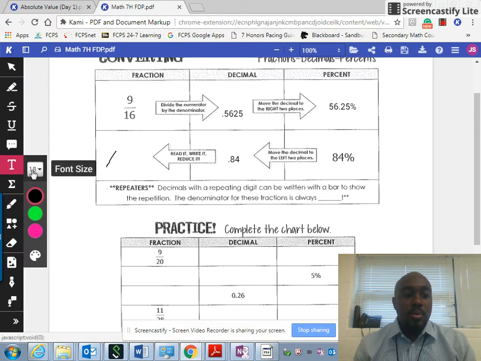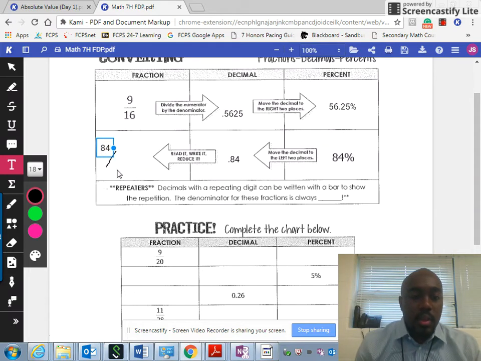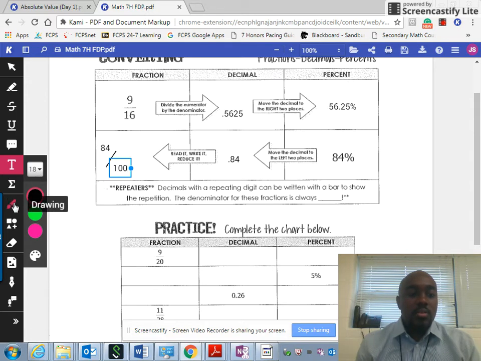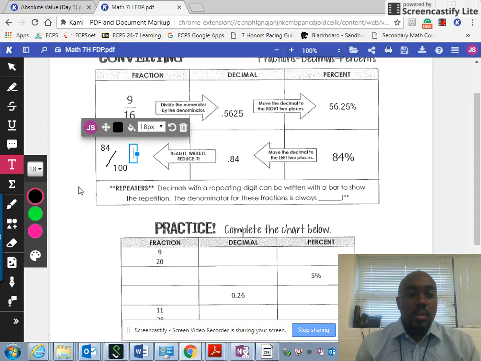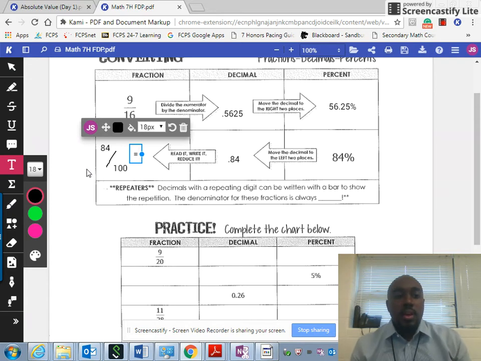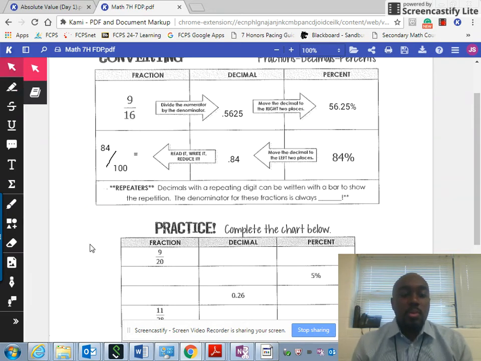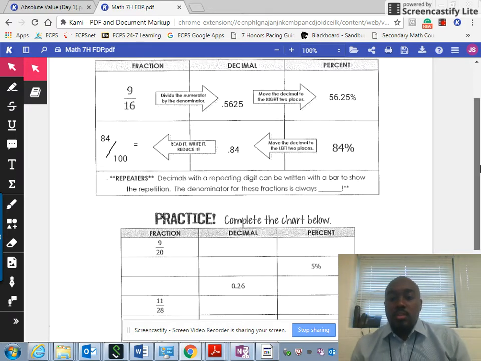So 84 hundredths. At the top, we have 84. And then the denominator, we have 100. Now, obviously, we can reduce this. And when we reduce it, it would then become 21 over 25. Okay, when we reduce this fraction, it will become 21 over 25.